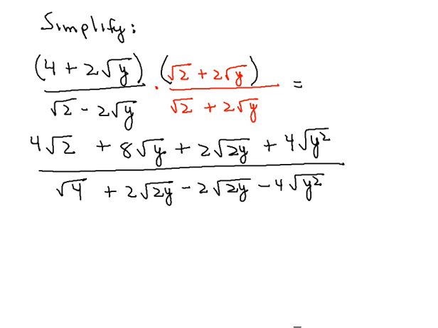Now if we go back to the numerator, the first term can't be simplified, and neither of the next two terms can be simplified, nor are they like terms, so we write them down just the way they are. 8 times the square root of y plus 2 times the square root of 2y, and for the last term that will simplify to just 4y.